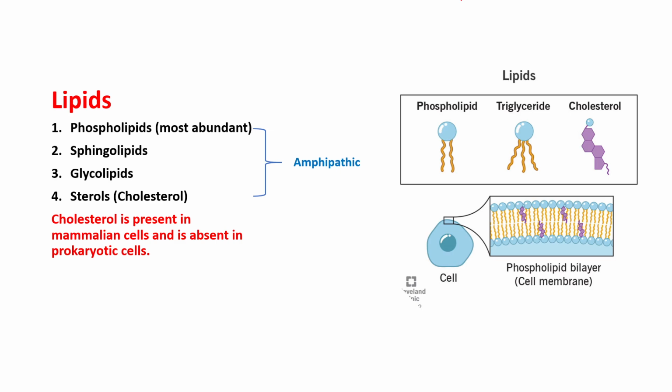So the cholesterol present in the mammalian cell, the plasma membrane contains four types of lipids. In that, sterols are nothing but the cholesterol, and the cholesterol is present only in mammalian cells, but it is absent in prokaryotic cells. You can see different structures of lipids. First is the phospholipid, then triglyceride having three tails, then cholesterol. You can see the structure is bound to the hydrophilic head.